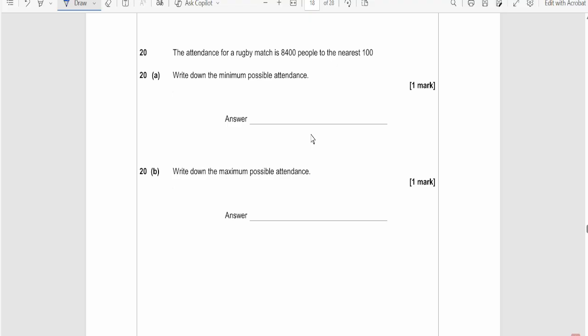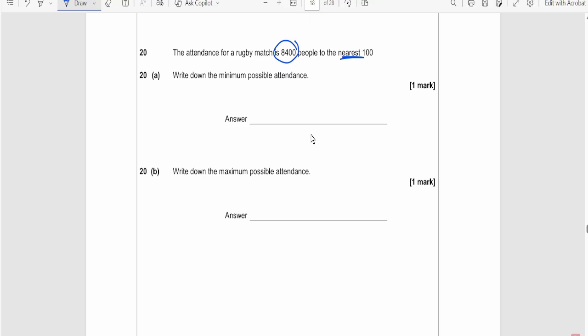Read question number 20. The attendance for a rugby match is 8,400 to the nearest 100. Write down the minimum possible attendance. And then maximum. So this number is to the nearest 100.